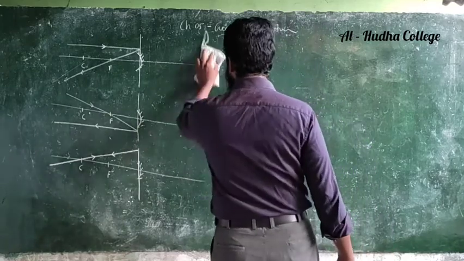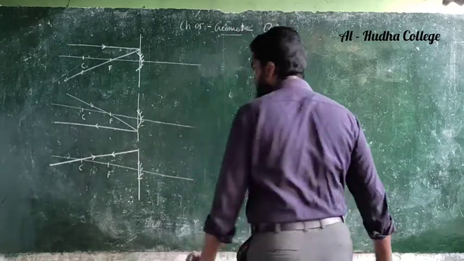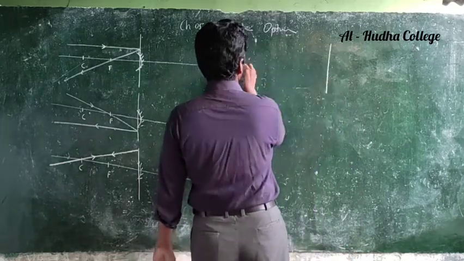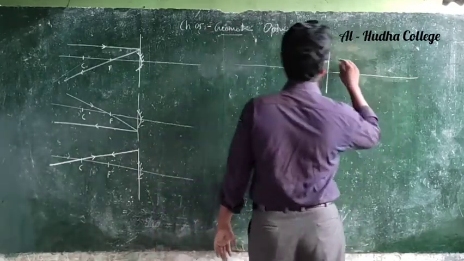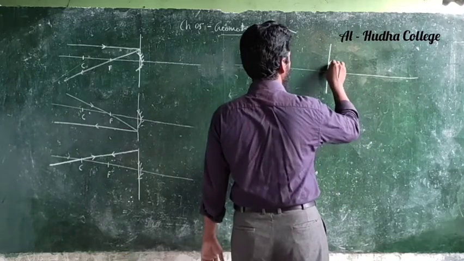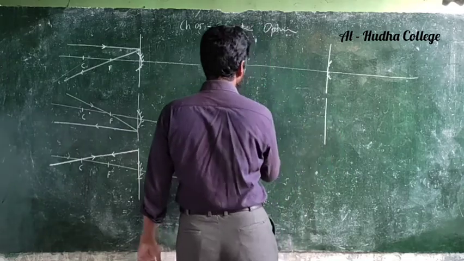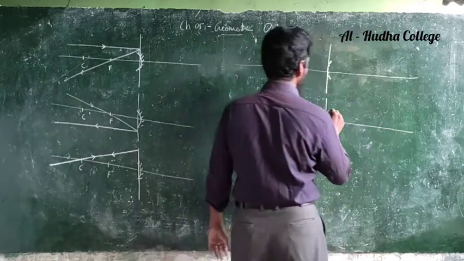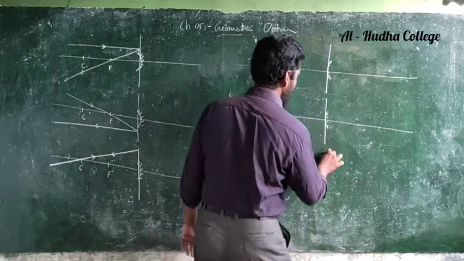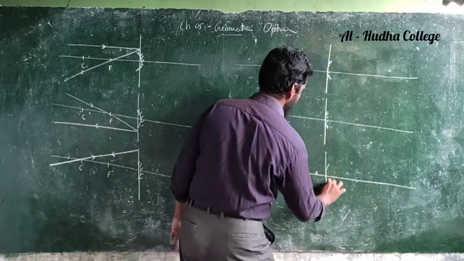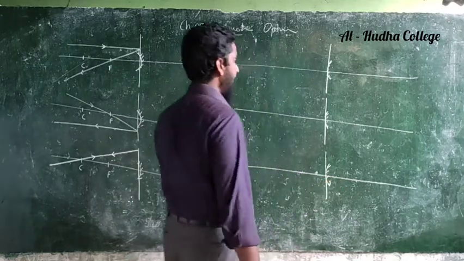Now we'll consider the same three basic ray diagrams for the convex mirror. One, two, three ray diagrams.